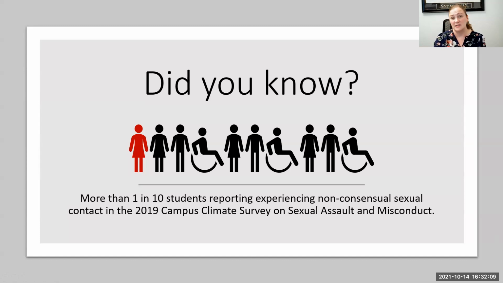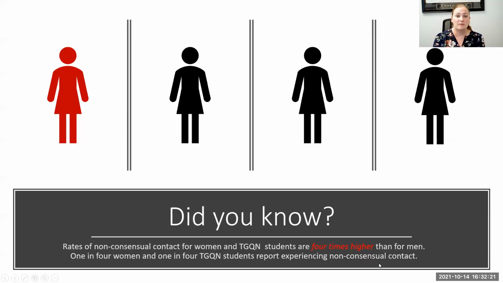These rates vary depending on the gender of the participants who are responding. If we're talking about people who identify as a woman or people who are transgender, non-binary, or queer, then they have significantly higher rates of non-consensual sexual contact compared to cisgender men, for example. In fact, 4 times higher rates. So for women who responded to this survey and people who identified as transgender, queer, non-binary, approximately 20%, or 1 in 4, said that they had experienced non-consensual sexual contact.